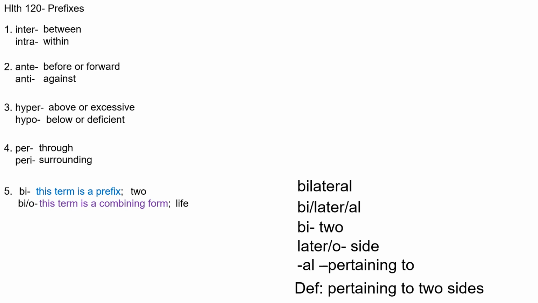Well, the answer is no. Because if I was looking at a term that meant pertaining to the side of life, I have to remember that both bio and latero are combining forms. And as I learned in my chapter 1 rules, whenever I have two combining forms, I keep the combining vowel. So if I was looking at a term that would be defined as pertaining to the side of life, it would be the term biolateral.